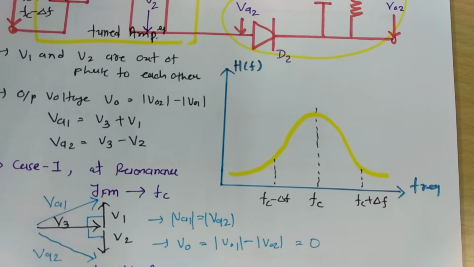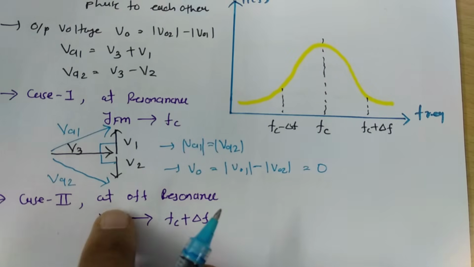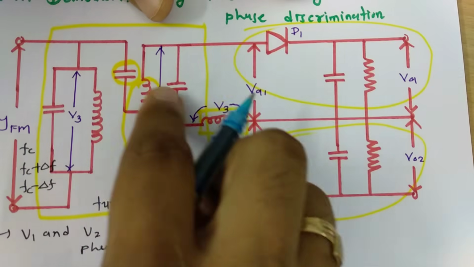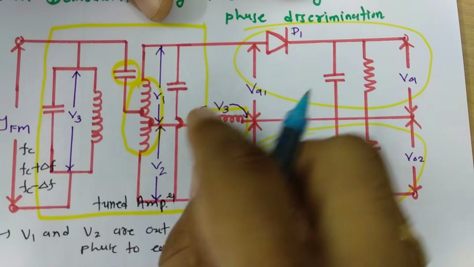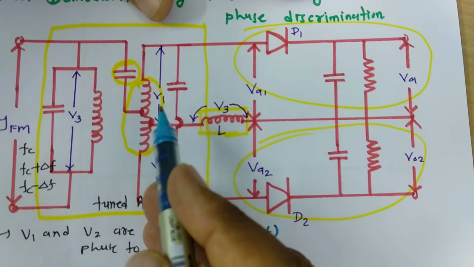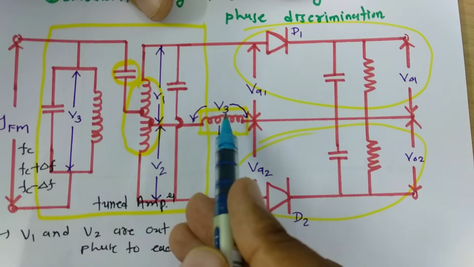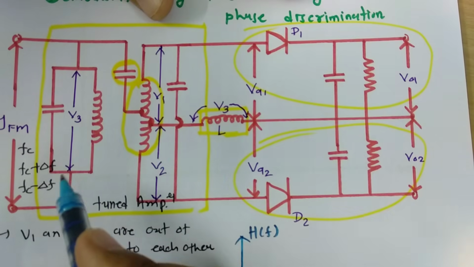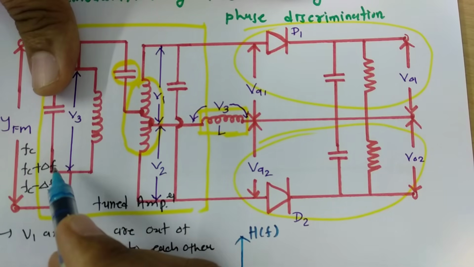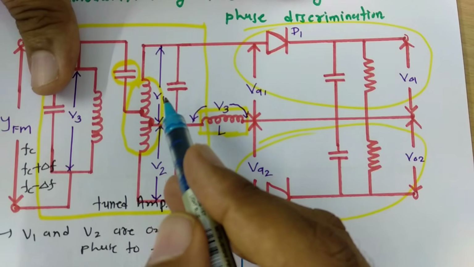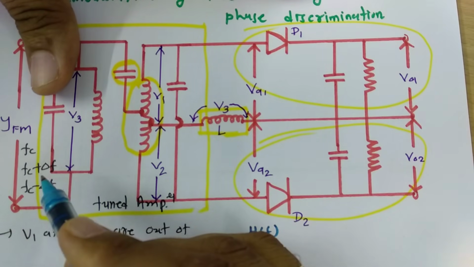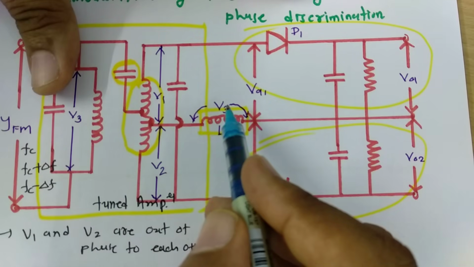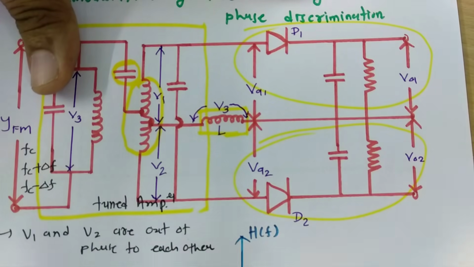Now let us consider the second case, that is, off resonance. Now see, at off resonance, this tuned amplifier circuit will give different phase at V1 with respect to V3 and V2 with respect to V3. Now at off resonance, if I consider Fc plus delta F, in that case, the phase between V3 and V1 will decrease and the phase between V3 and V2 will increase.